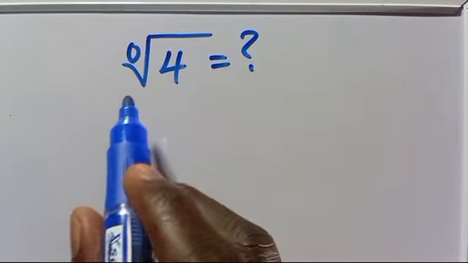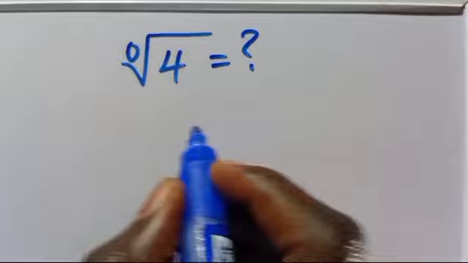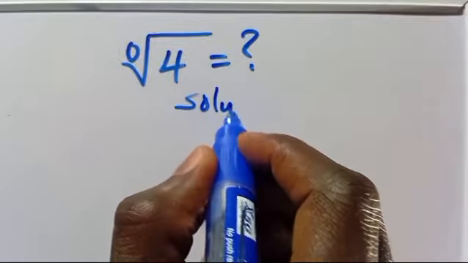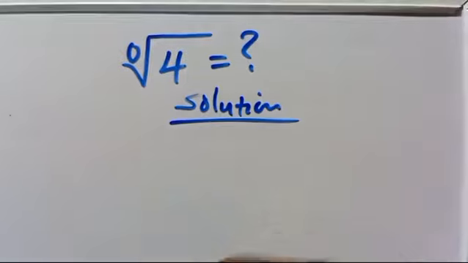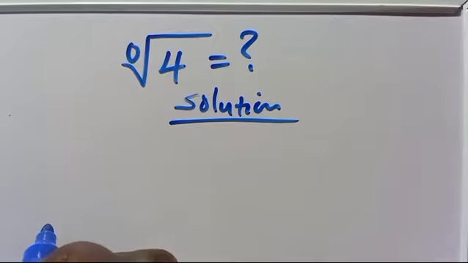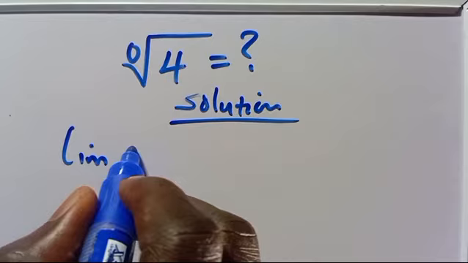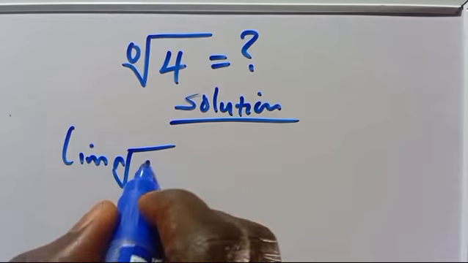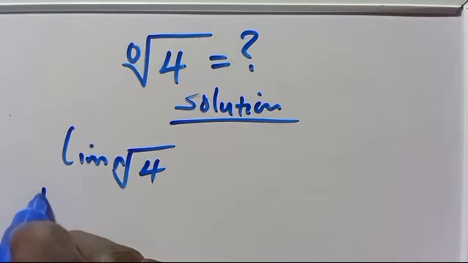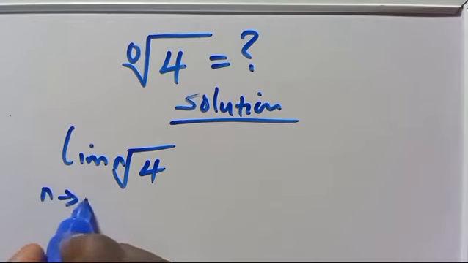What is the 0th root of 4? Then let's have it to be the solution. Then from here, let us recall from the limit of a function. When we have the limit of the nth root of 4 as n tends to 0 from the right.